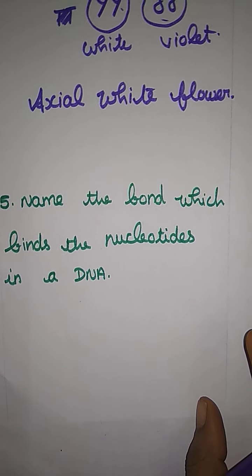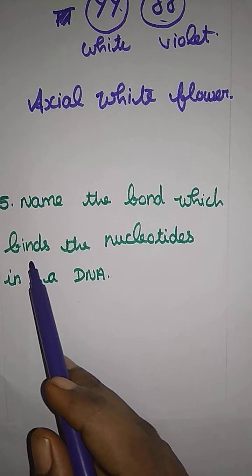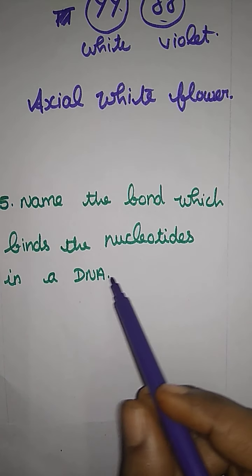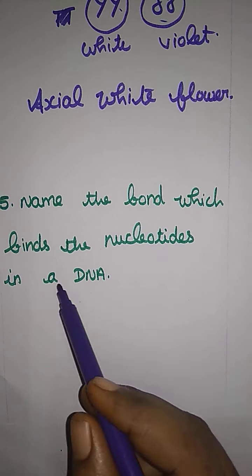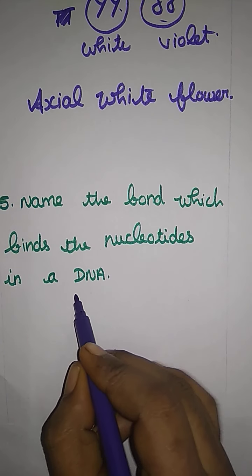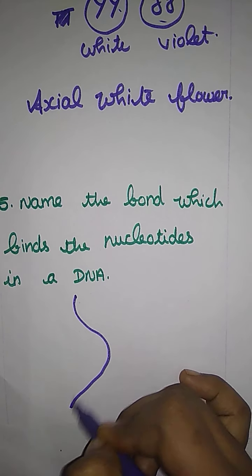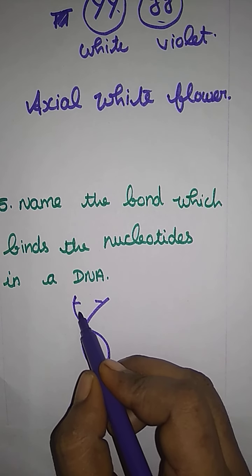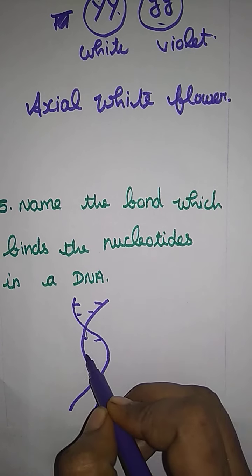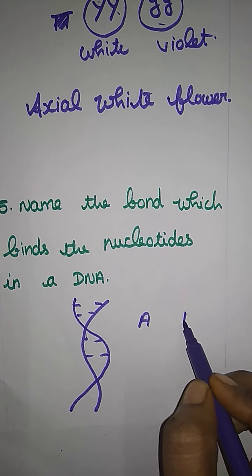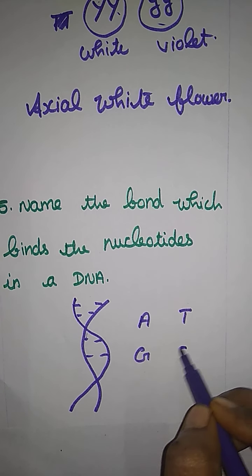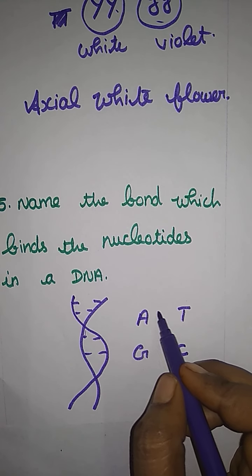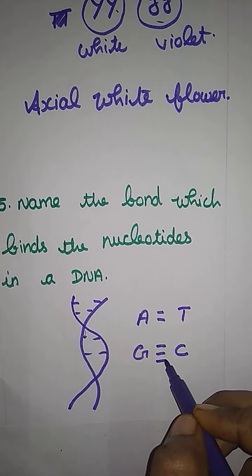Here the fifth question is: name the bond which binds the nucleotides in a DNA. So this is the DNA strand, and inside they have some nucleotide sequences: adenine and thymine, guanine and cytosine. Here they have some bonds, 2 bonds and 3 bonds.